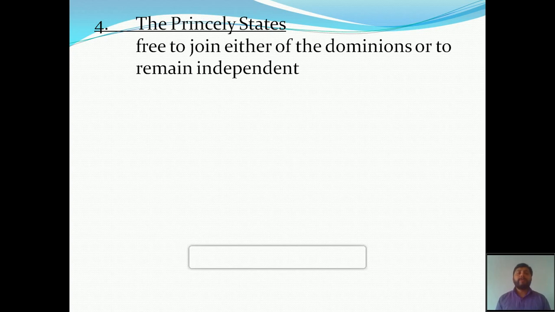The fourth point was about the princely states. We have already seen that in India there were a number of princely states, and those princely states were free to join either of the dominions or to remain independent. We have already seen this point in one of the previous classes, because they gave freedom to the princely states to decide either to join either of the dominions or to remain independent. So that was the choice given to the princely states.